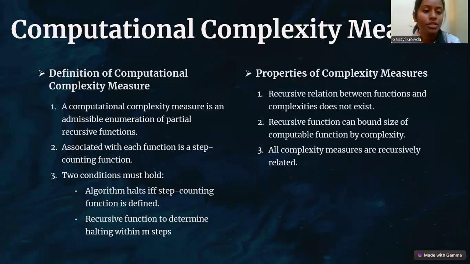Definitions of computations. A computational complexity measure is an admissible enumeration of partial recursive functions. It is associated with each function a step counting function. There are two conditions that must hold. The algorithm halts if the step counting function is defined, and it is recursively decidable whether the function halts within m steps. Properties: there are recursive relations between the functions. A recursive function can bound the size of computable functions by complexity. All complexity measures are recursively related.